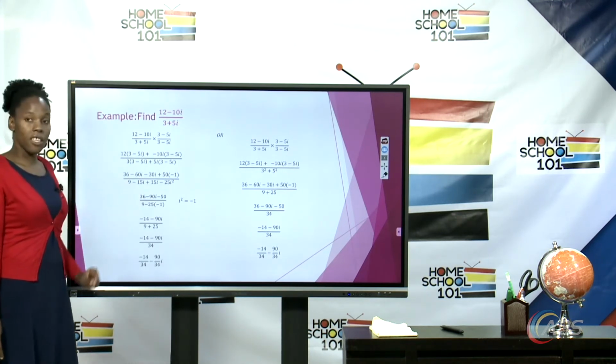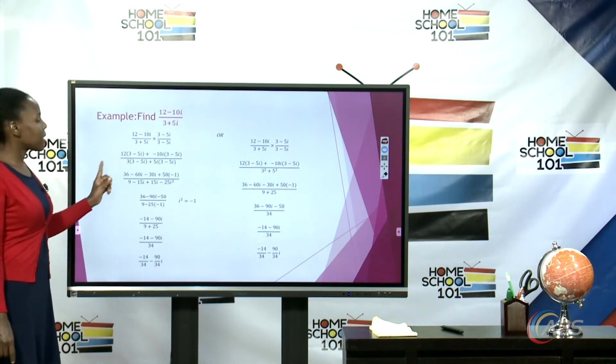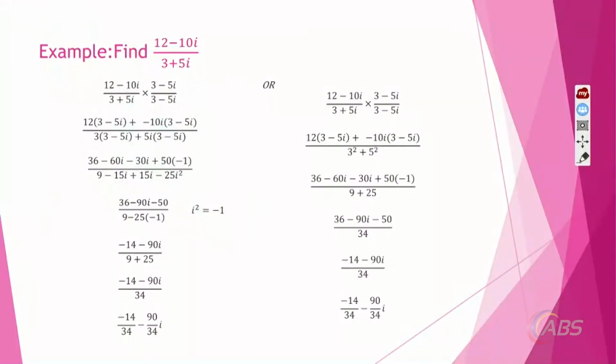Then we look at the denominator. So 3 times 3 would give us 9. 3 times negative 5i would give us negative 15i. Positive 5i times 3 gives us positive 15i. 5i times negative 5i gives us negative 25i squared. The middle portion would disappear because negative 15i plus positive 15i would give us 0.